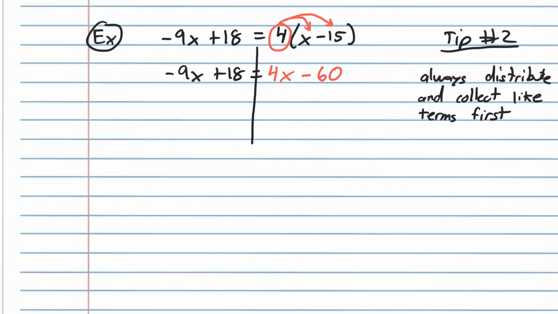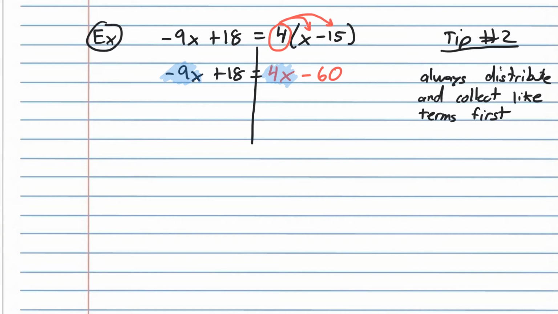Now looking at the variables, we have negative 9x and we have positive 4x. Now remember that the first tip was to always move the smaller one. In this case, you have -9 and +4. -9 is actually the smaller number, so that one's going to be the easiest one to move first.